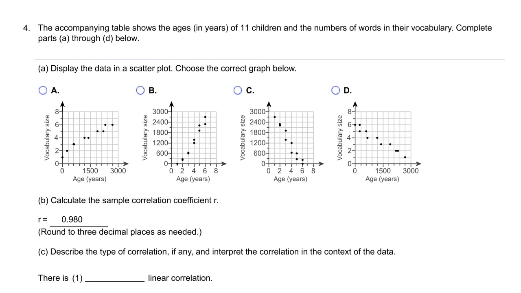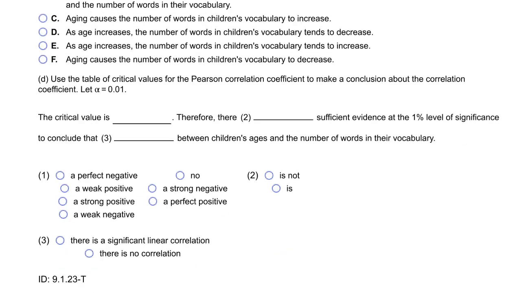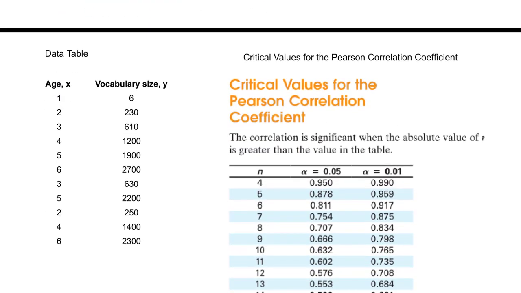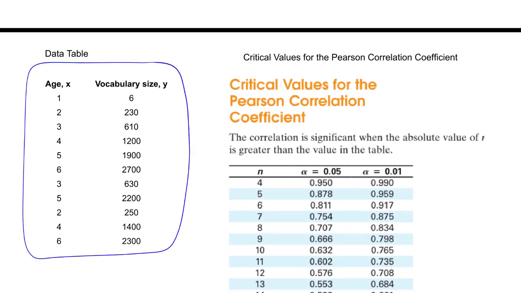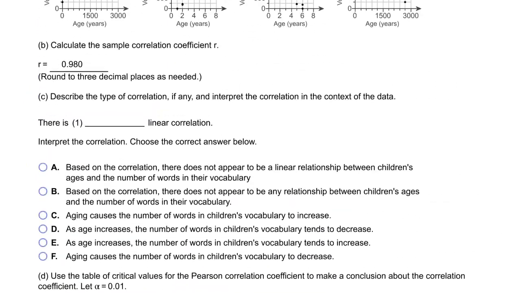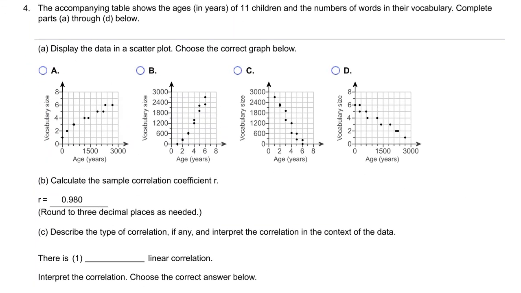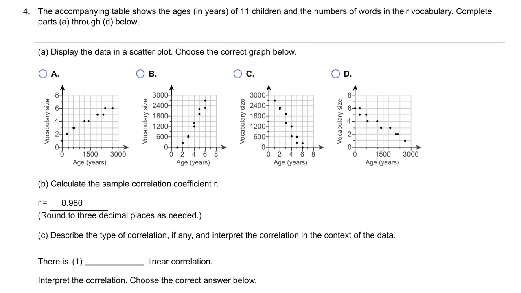All right, so let's look at this. On the following page, we actually have a table that shows the ages of 11 children and the number of words in their vocabulary. So there's the ages and the vocabulary size. What we're going to do is try to see if we can establish some sort of linear correlation between these. All right, so first we're going to see which is the correct plot.